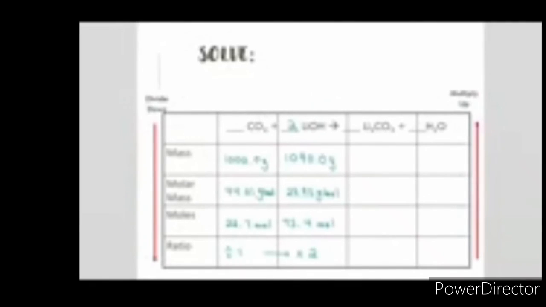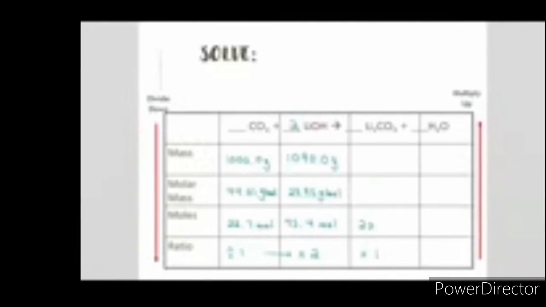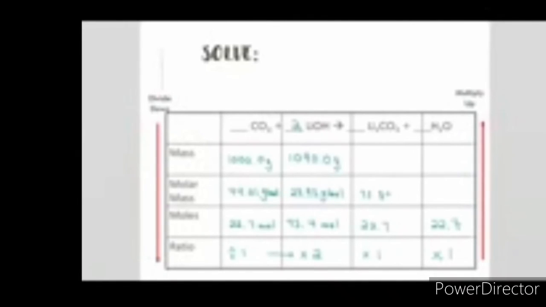Now, if we wanted to figure out the amount of lithium carbonate or water that was produced, we can also carry that information over. For this one, we divided by 1. There's a coefficient of 1, so we multiply it by 1. So this would be 22.7 moles. And for this one too, there's no coefficient, so 22.7. Then we can find out the molar masses of each. The molar mass of lithium carbonate is 73.89 grams per mole. And for water, it's 18.02 grams per mole.